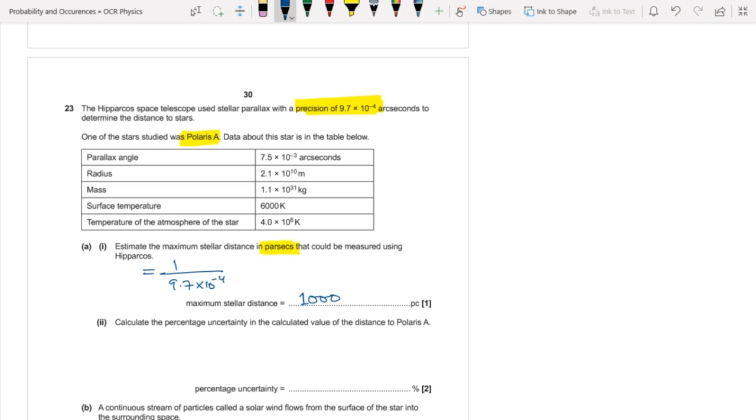Now calculate the percentage uncertainty in the calculated value of the distance to Polaris A. So we have to find the percentage uncertainty in the calculated value of the distance. We have been given the precision, plus the parallax angle is also given. So percentage uncertainty is 9.7 times 10 to the power minus 4 divided by 7.5 times 10 to the power minus 3, multiplied by 100. The answer would be, rounded off to two significant figures again, 13%.